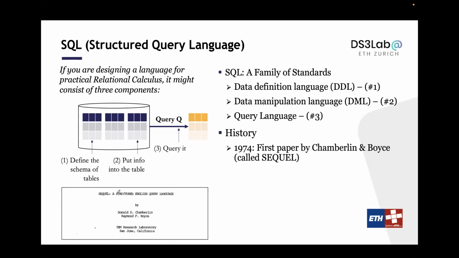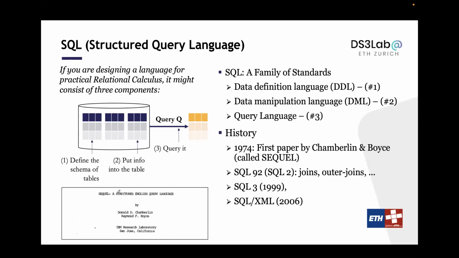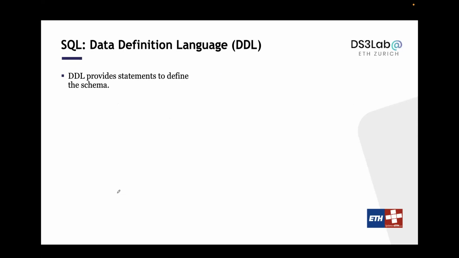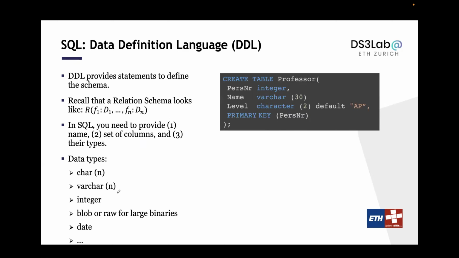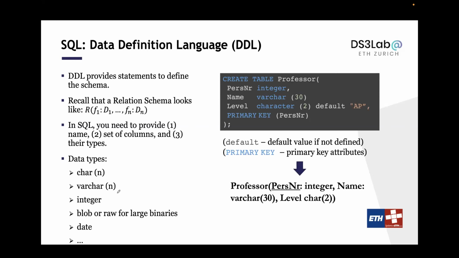If you look at the history, it started in 1974, which is where the idea came out, and it has evolved over pretty much half a century, with a whole bunch of different types of standards. The data definition language, the first component, provides statements to define the schema. If you want to define a relational schema like this, you provide the name of the relation followed by the attributes, each followed by its data type. If you have integrity constraints, which you also know how to do, you can put those in when you define the schema. If you do this, you're defining this relational model.